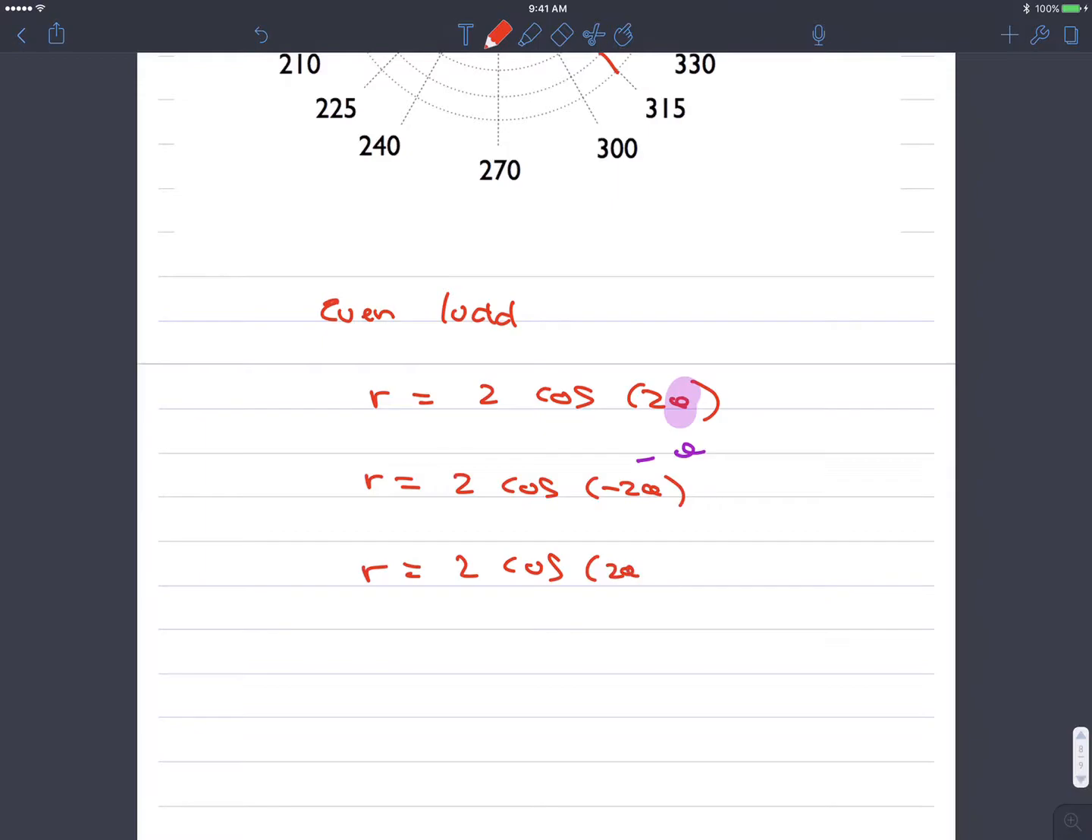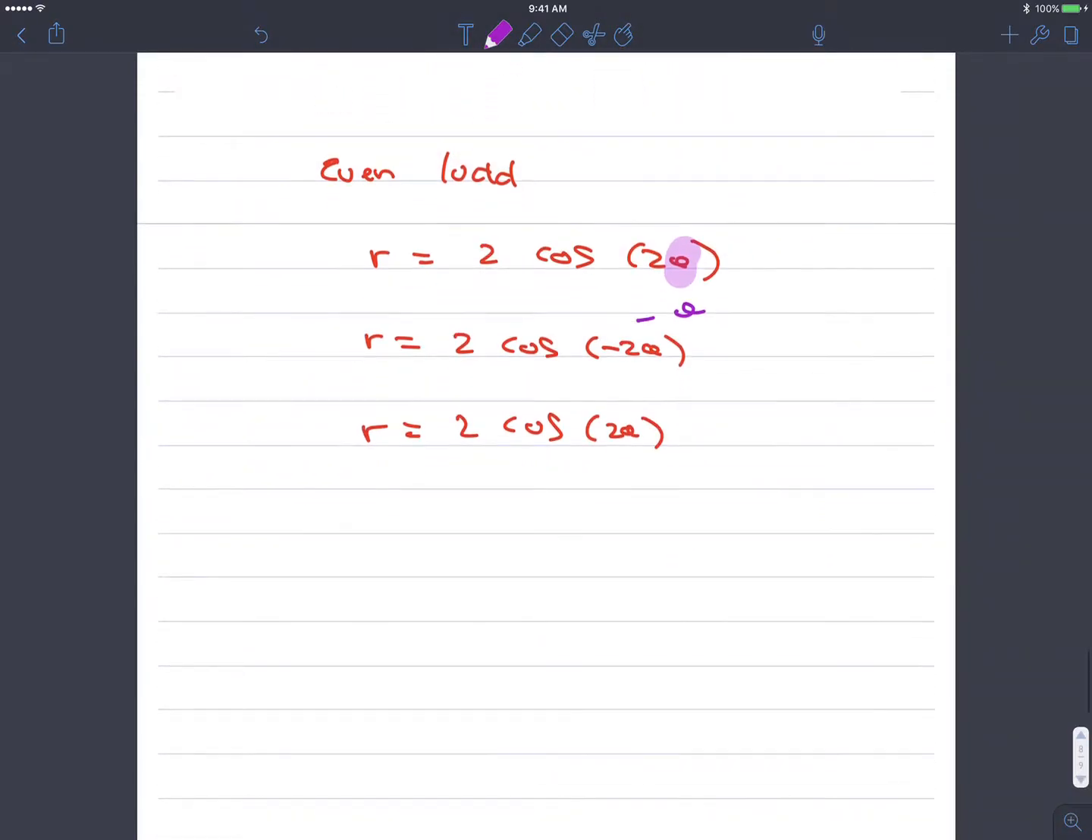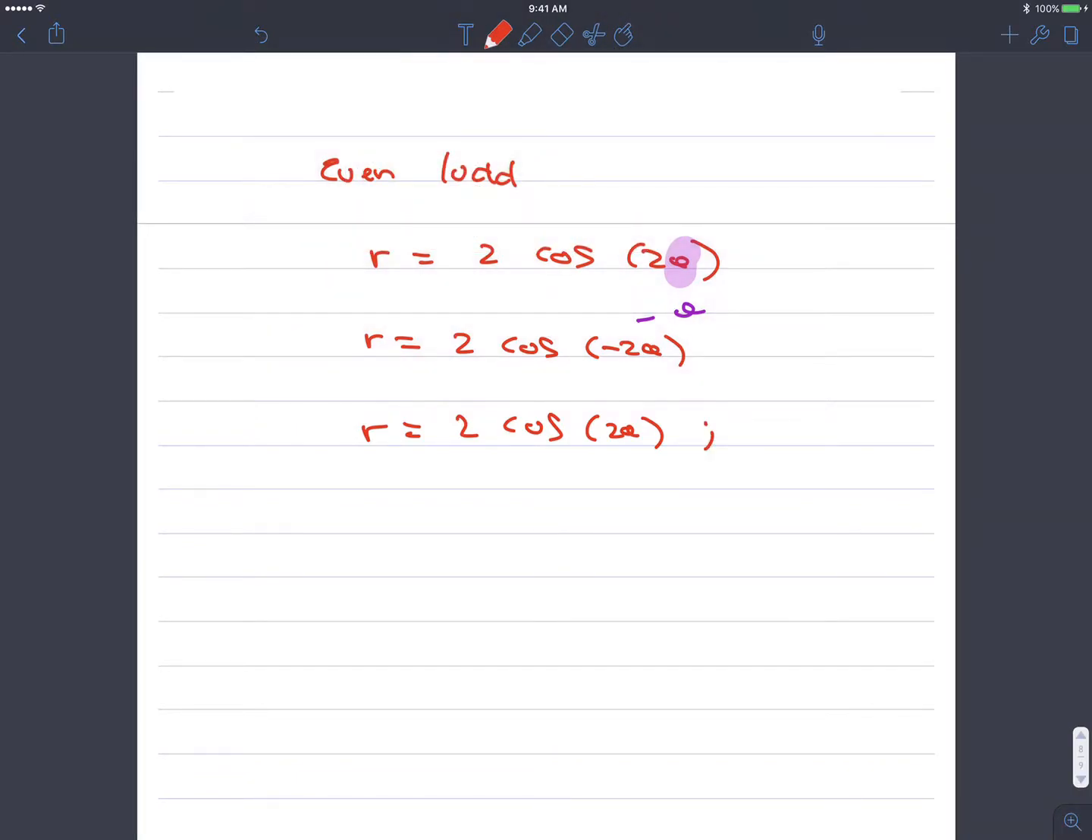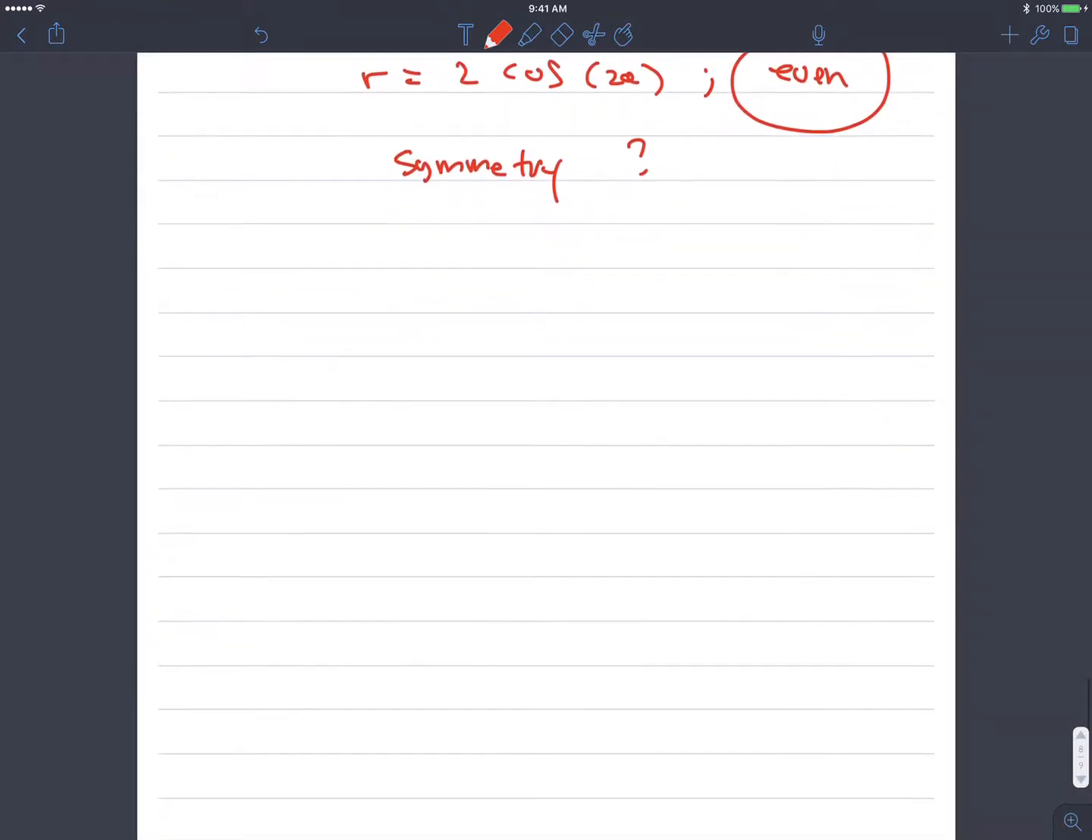Cosine 2 theta. And so what you're seeing here is that, since cosine is even or odd, doesn't that mean cosine's what? That's an even function. What does that mean about our symmetry? So we're going to use some symmetry here. What does that mean about symmetry?